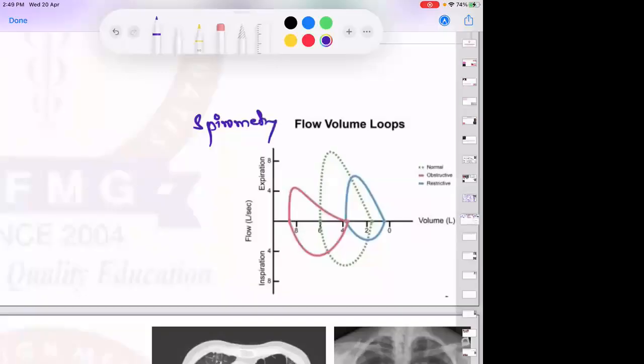On spirometry, if I send my patient for spirometry and after that I obtain this flow volume loop or flow volume curve, the green dotted line that you can see is a normal patient. Below the line we have inspiration, above the line we have expiration. So this is a normal patient on the green line.